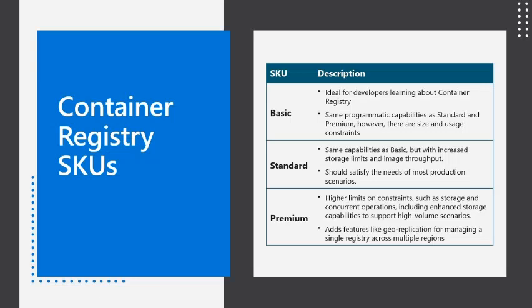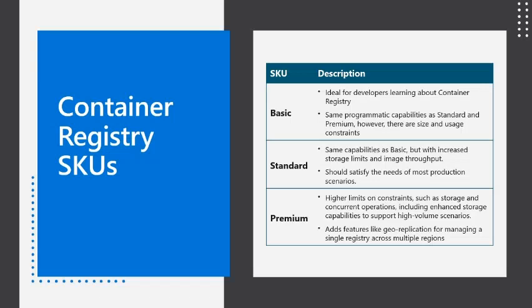Basic is a cost-optimized entry point for developers learning about container registries. Basic registries have the same programmatic capabilities as standard and premium: Azure Active Directory authentication integration, image deletion, and webhooks. However, there are size and usage constraints, so you cannot use it for production.